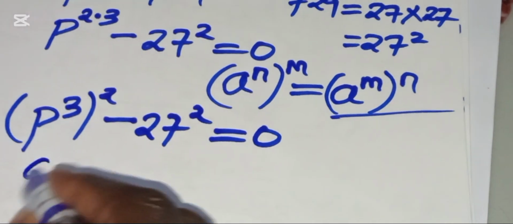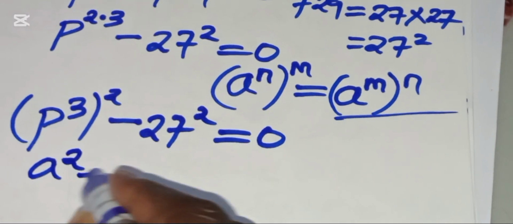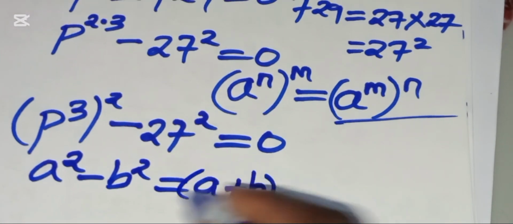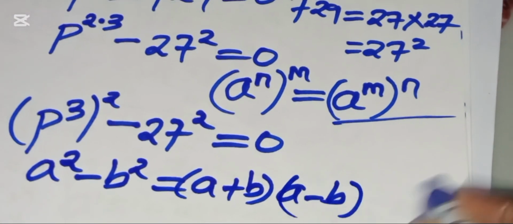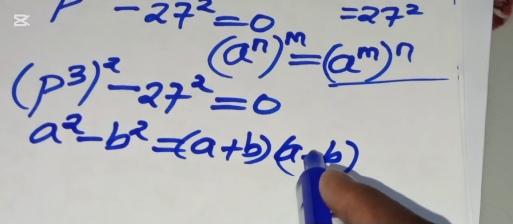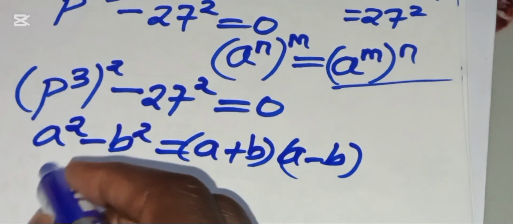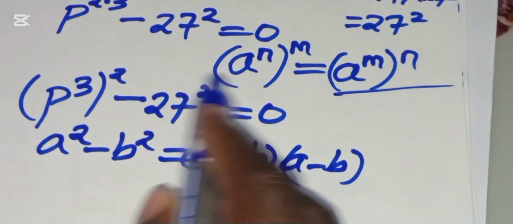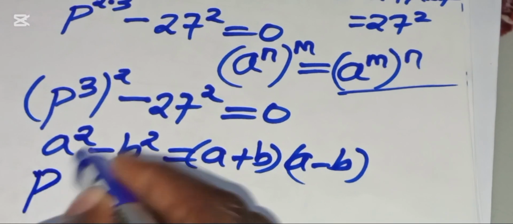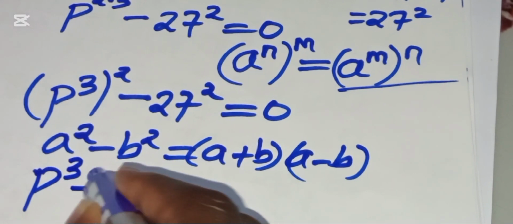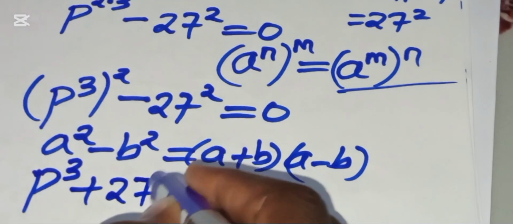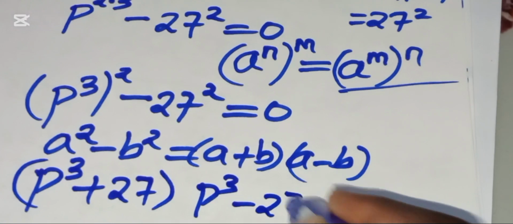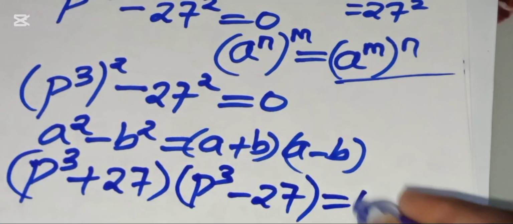Now from what we have here, p raised to power 3 squared minus 27 squared is in the form of difference of two squares, which is a squared minus b squared, which is actually a plus b, a minus b. So we can express this as p cubed plus 27 and p cubed minus 27. This is equal to 0.